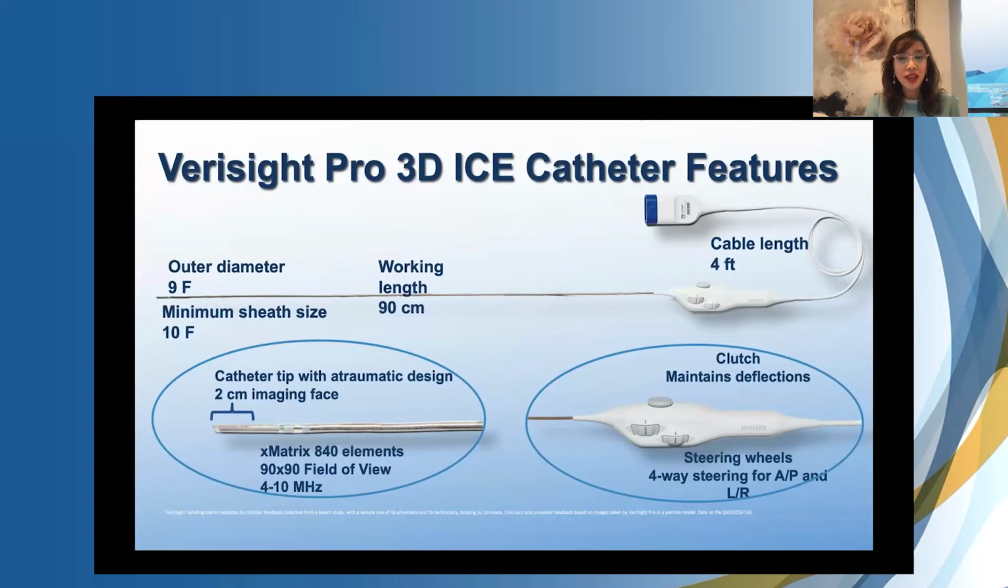And looking on the right-hand side, you have a clutch knob at the top of the handle, and this can be partially engaged. So you can add tension to your steering wheels, or you can actually lock it, so you maintain any adjustment that has been made.